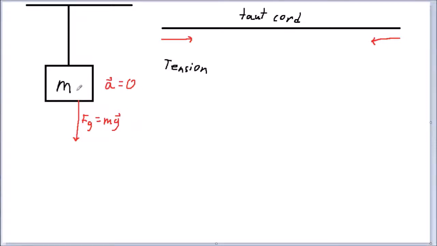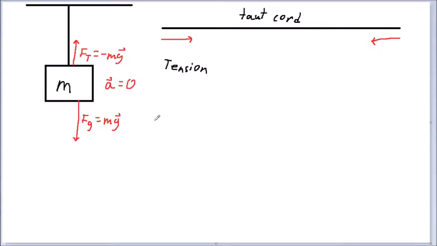Now, since this acceleration is 0, we can apply Newton's second law and say there must be some upward force also acting on this block, also with magnitude mg, but a negative mg acting in the upward direction, to cancel this out and make the net acceleration 0. This force is caused by tension. The tension from this taut cord is going up, and I'll label this as F sub t equals negative mg.